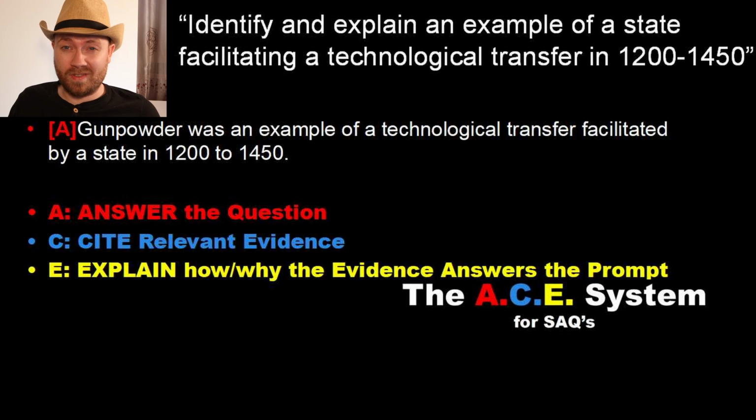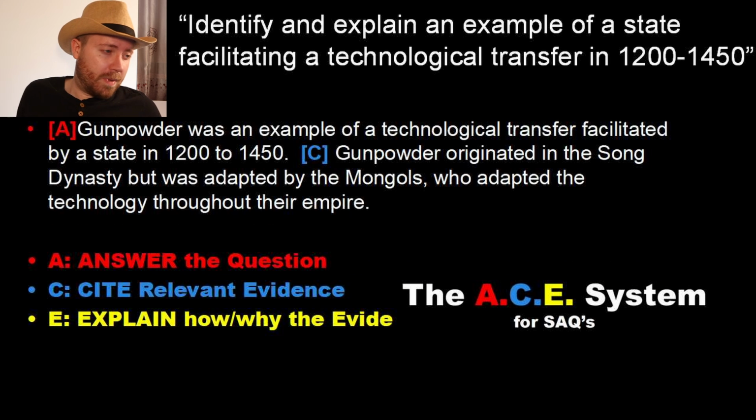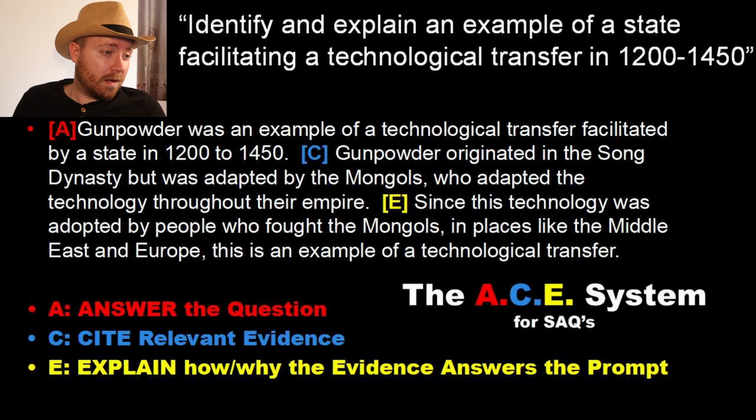Gunpowder was an example of a technological transfer facilitated by a state in the period 1200 to 1450. Gunpowder originated in the Song dynasty, but was adapted by the Mongols, who spread the technology throughout their empire. Since this technology was adopted by people who fought the Mongols in places like the Middle East and Europe, this is an example of a technological transfer.